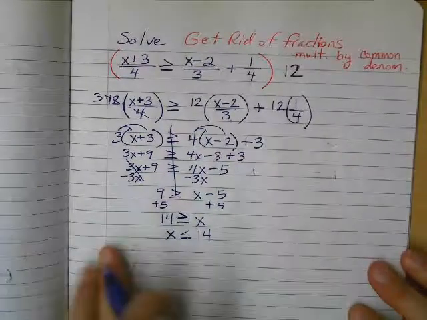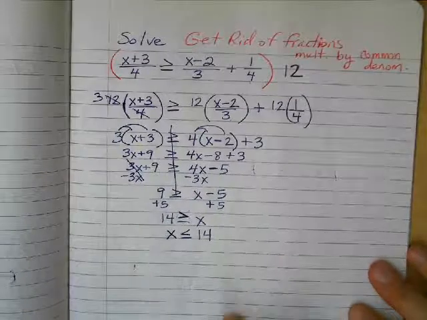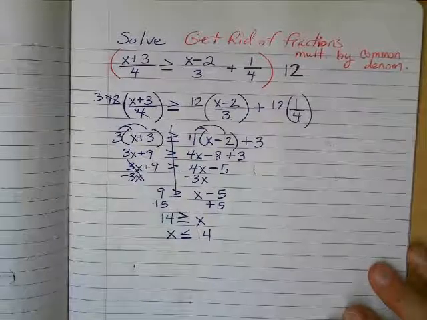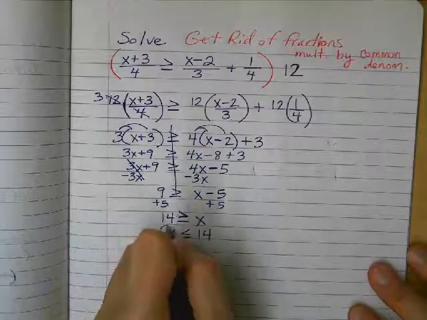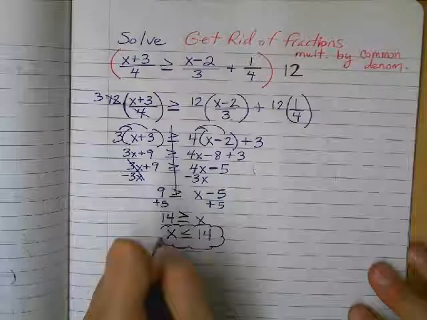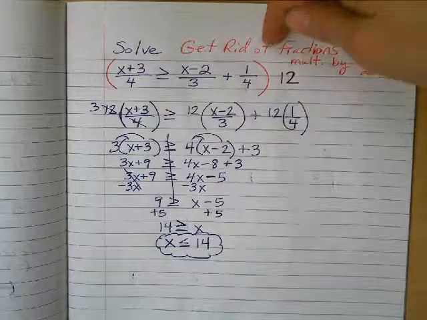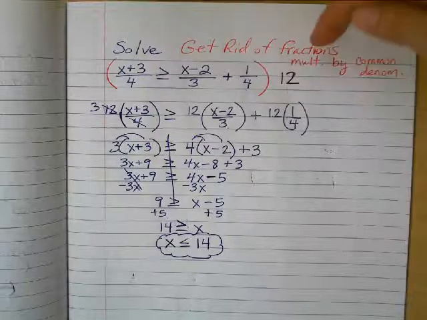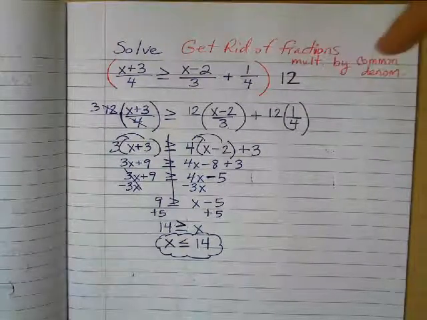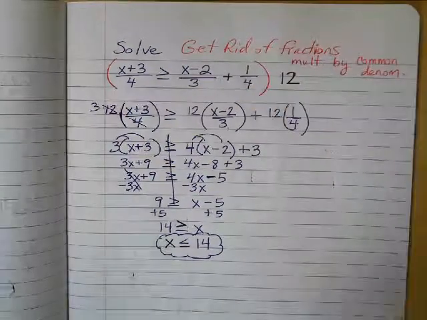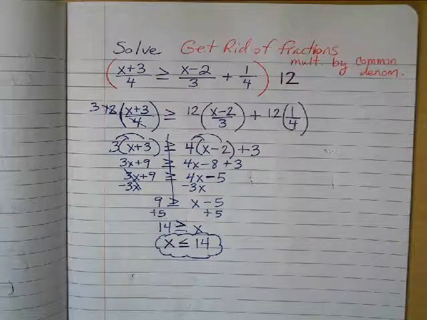And then you could make a number line and graph it. You would shade lower than 14. So again, fraction problems are going to come up, and you got to know the thing about to get rid of fractions, multiply by the common denominator. Then after that, it was just a normal problem that you could do.